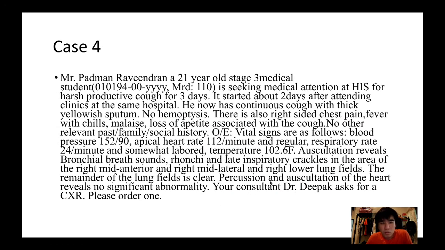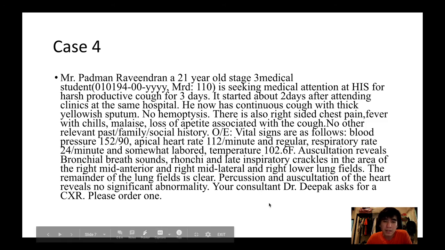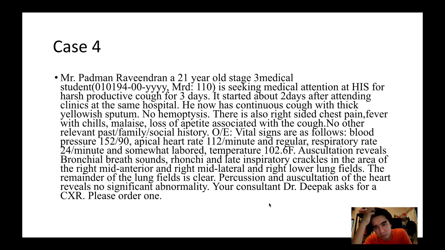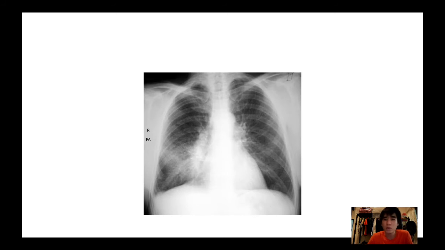Auscultation reveals bronchial breath sounds, rhonchi, and late inspiratory crackles in the area of the right mid anterior and right mid lateral and right lower lung fields. The remainder of the lung fields is clear to percussion and auscultation. The heart reveals no significant abnormality. Your consultant Dr. Deepak asks for a chest X-ray. Please order one.